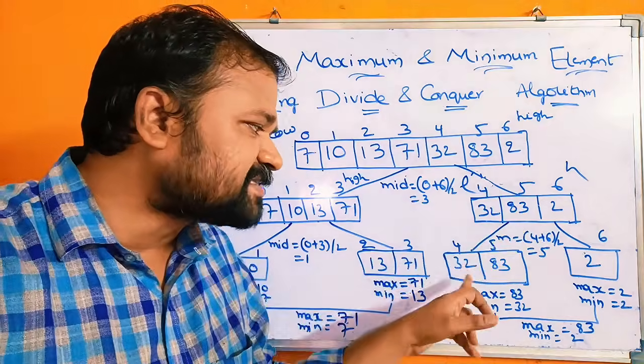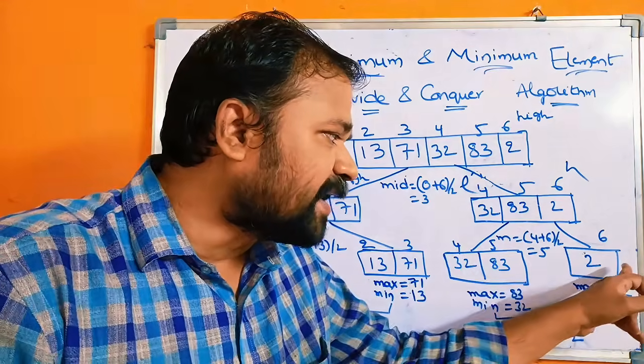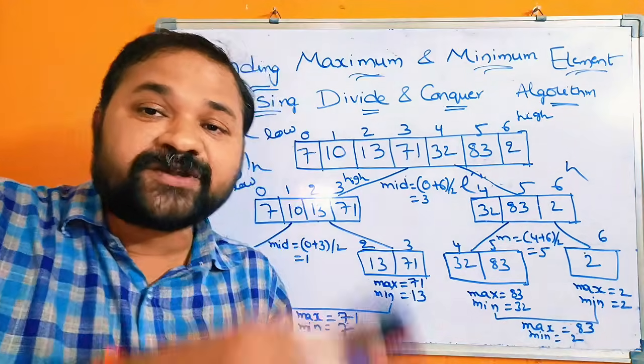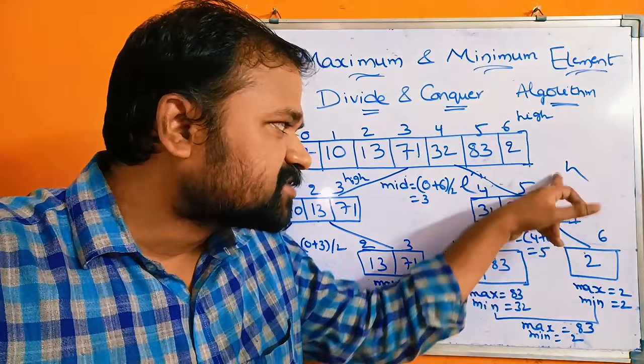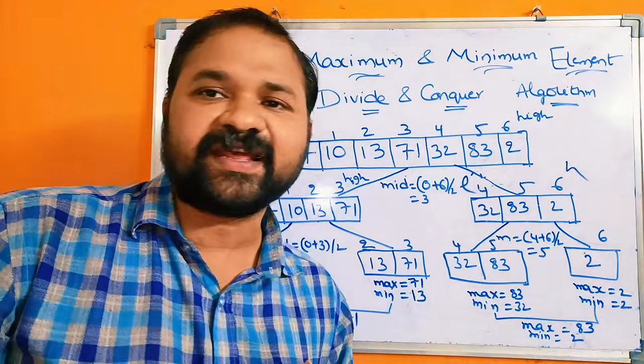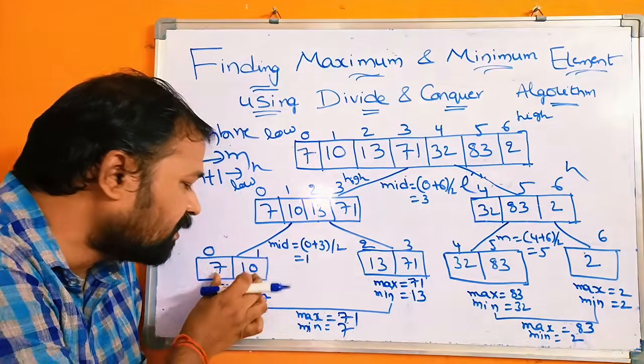So 4 to 5 means 32, 83. Whereas list 2 contains the elements from mid plus 1 to high. So what is mid plus 1 here? 5 plus 1 means 6. So 6 to 6 means here we have only one element. So likewise we have to do the conquer step.